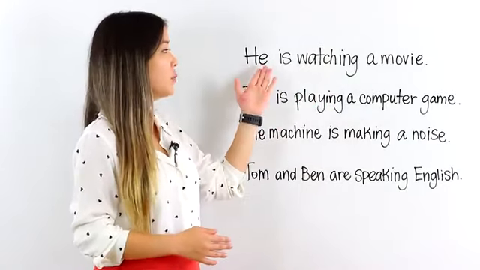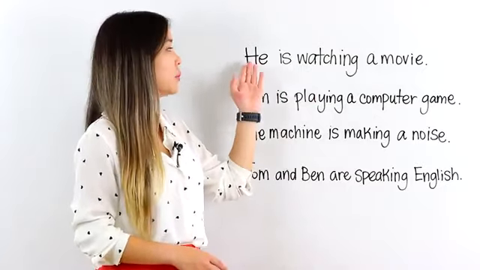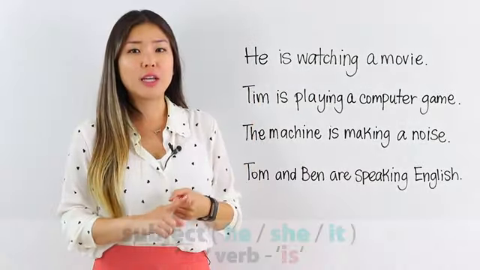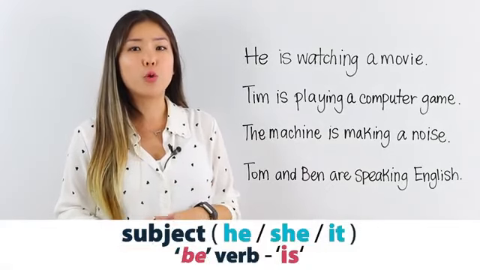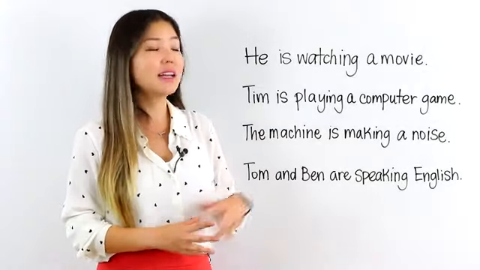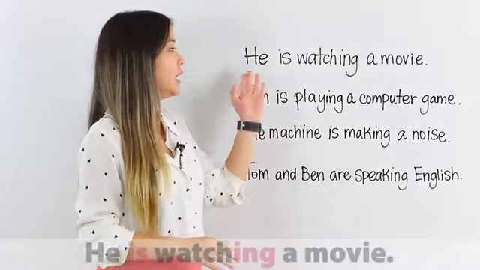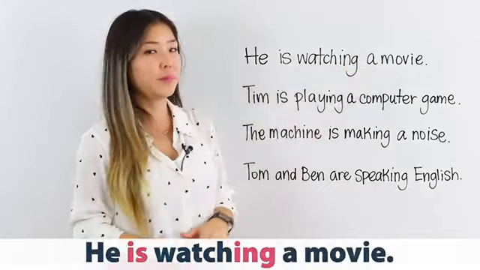We start with the subject and a be verb. In this case, the subject is he. For he, she, and it, we use the be verb is. Then you'll notice I added an ing to the end of the verb watch. He is watching a movie.